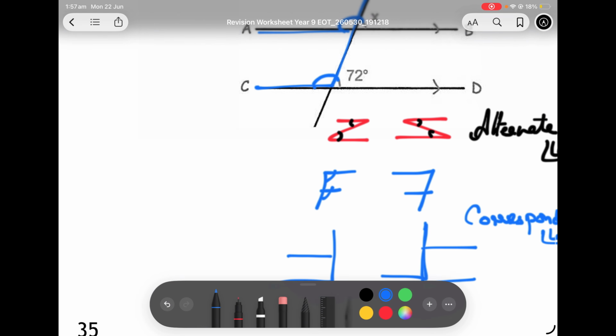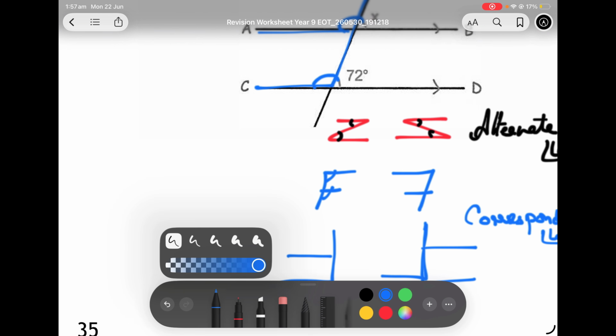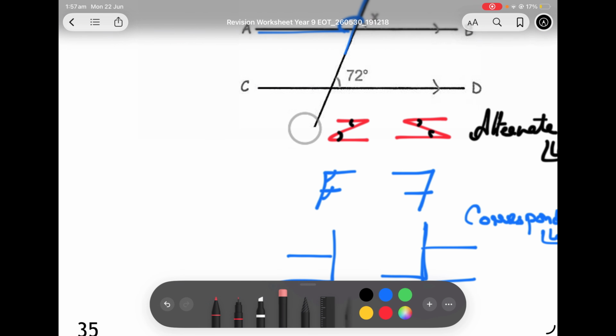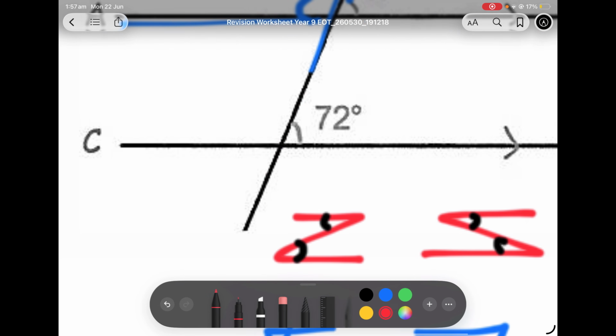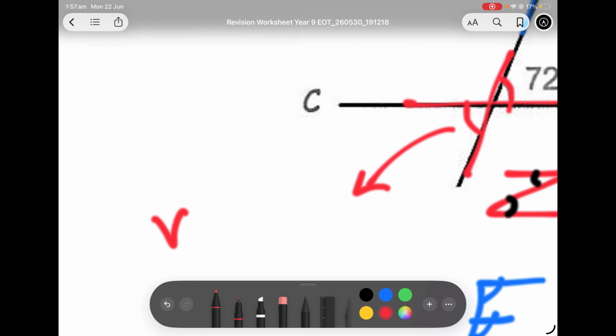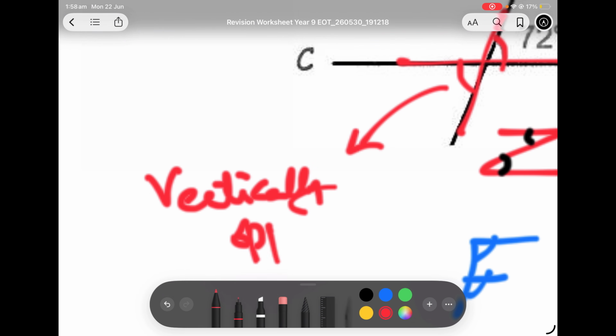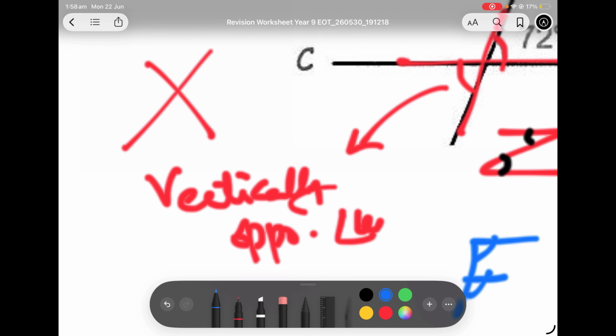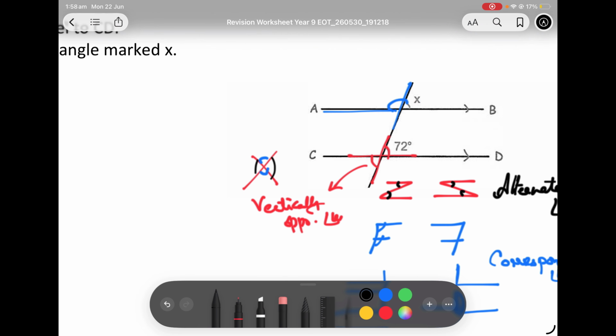Then after that, if I just talk about this particular angle here, this and this angle is 72, so also this angle will be 72. Why is it 72 degrees? Because this is called the vertically opposite angle. Vertically opposite angles is what you call. When you make an X, this angle and this angle will be same, and this angle and this angle will be same.